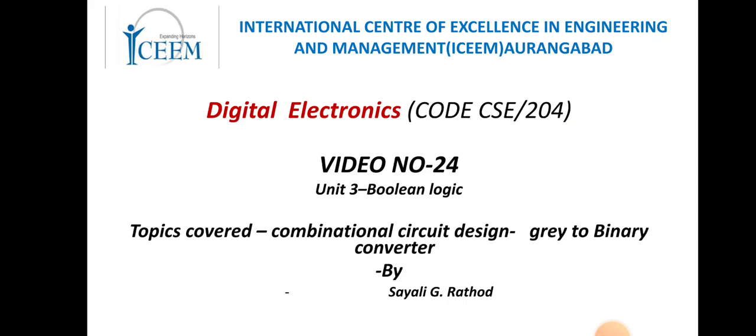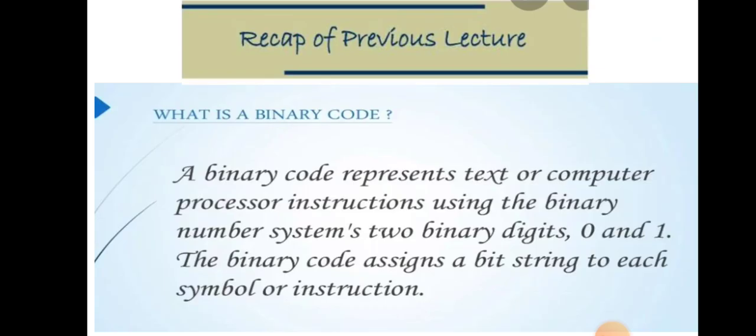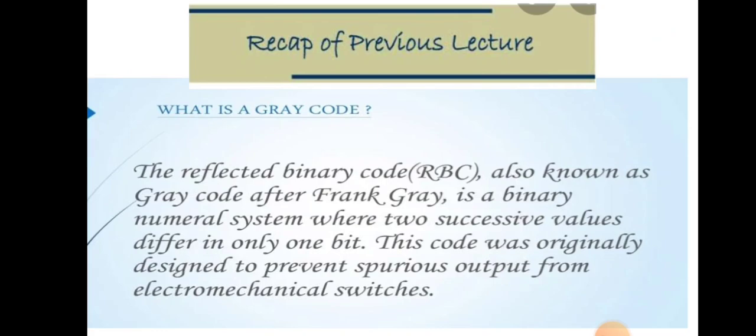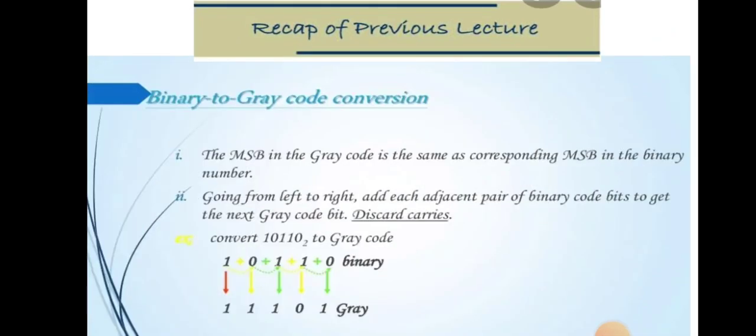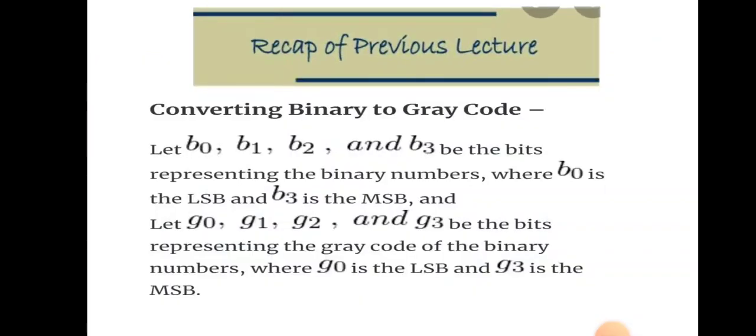So we have studied binary to gray converter. First we have initially seen what is a binary code. After that we have studied what is gray code. Then we have studied binary to gray code conversion, that is how manually we can convert the binary code into gray code. Then we have studied the conversion of binary to gray codes. For that we have used the inputs B0 to B3 and the output was G0 to G3. The B represents the binary bit and G represents the gray code bit.